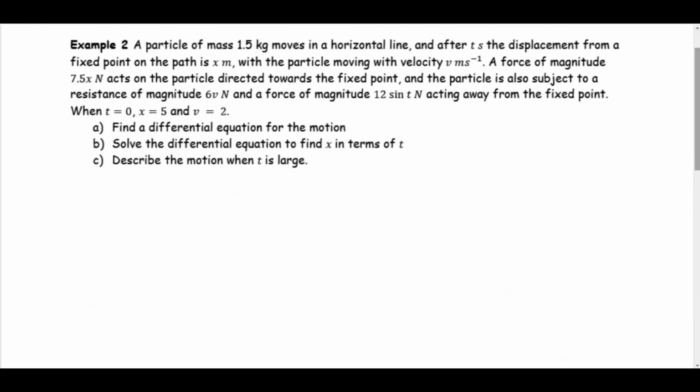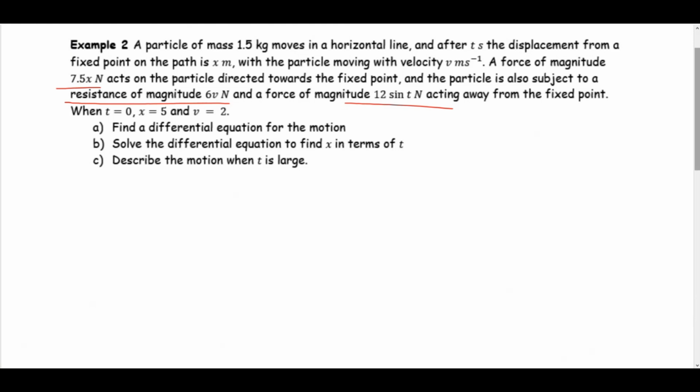Particle of mass 1.5 kilograms moves in a horizontal line. After t seconds, its displacement is x. The particle's velocity is v. A force of magnitude 7.5x acts on the particle directed towards the fixed point. The particle is also subject to a resistance, a damping force of magnitude 6v, and a force of magnitude 12 sine t newtons acting away from the fixed point.